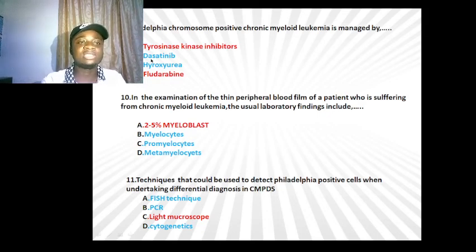B, dasatinib is a second generation tyrosine kinase inhibitor. Okay, so this is true. Hydroxyurea is true. Fludarabine is false.